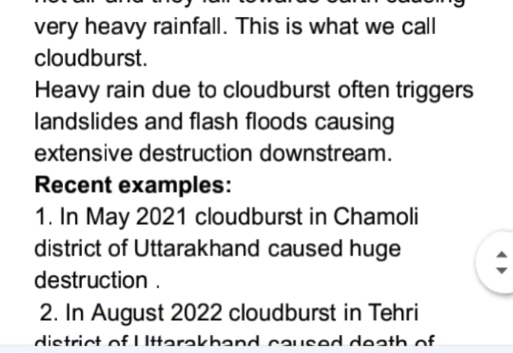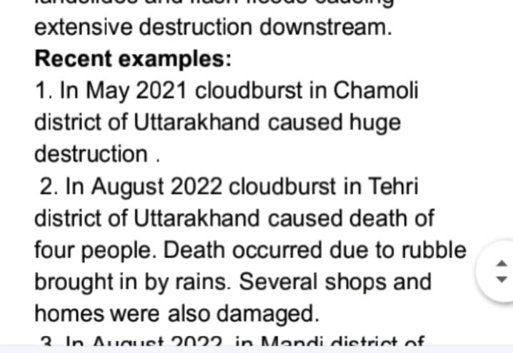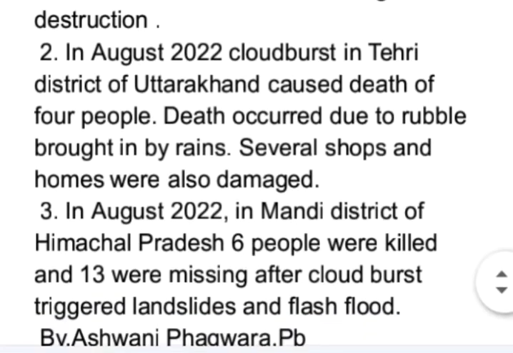Now, let us see some recent examples of cloudburst. In May 2021, cloudburst in Chamoli district of Uttarakhand caused huge destruction. In August 2022, cloudburst in Tehri district of Uttarakhand caused death of 4 people. Death occurred due to rubble brought in by rains. Several shops and homes were also damaged.